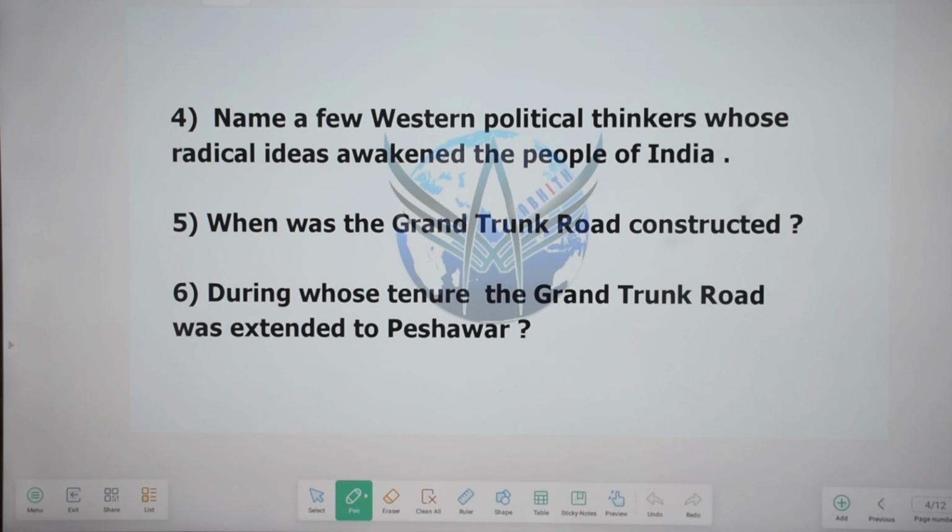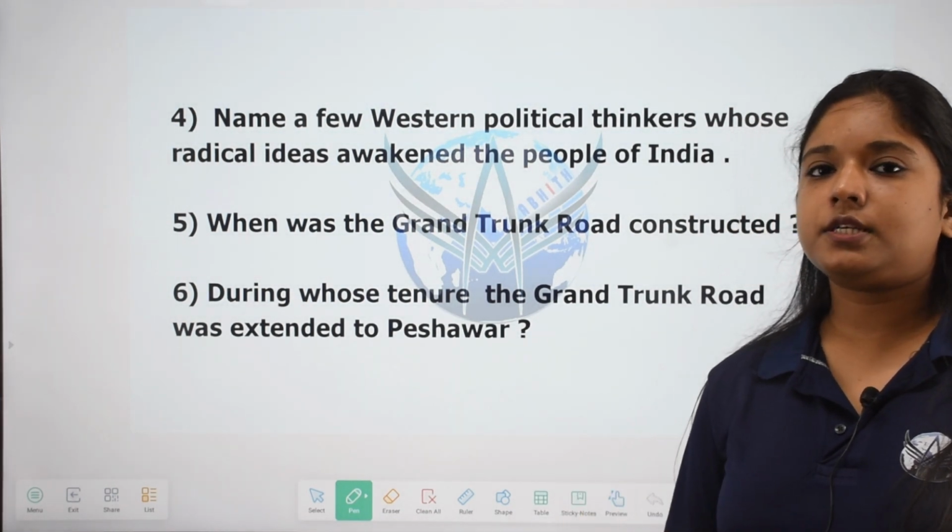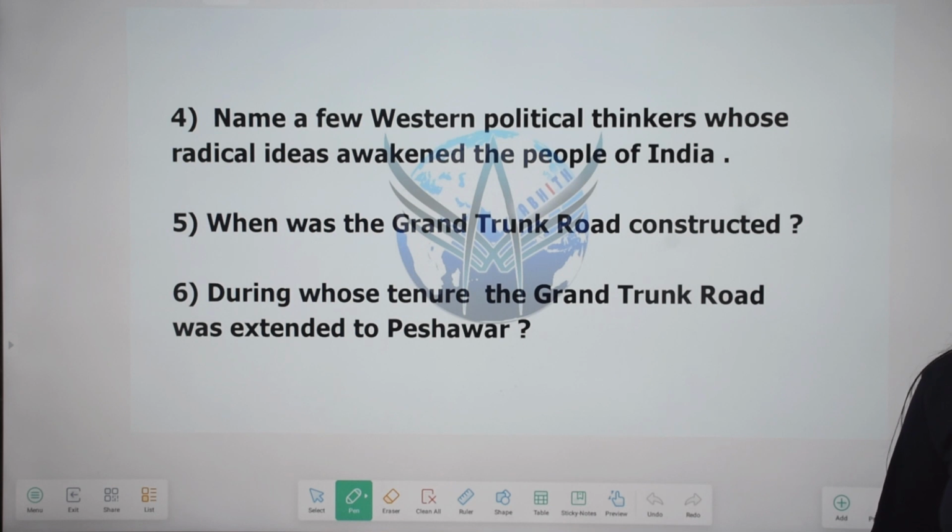Next, name a few Western political thinkers whose radical ideas awakened the people of India, right? So moi olop agote koisilo Western political thinkers kisumaner radical ideas include kora hoisil syllabusot, kun hoy baru? Voltaire hoy, Rousseau hoy, right? John Locke hoy, Mill hoy, Bentham hoy, eniko kisuman Western political thinkers.